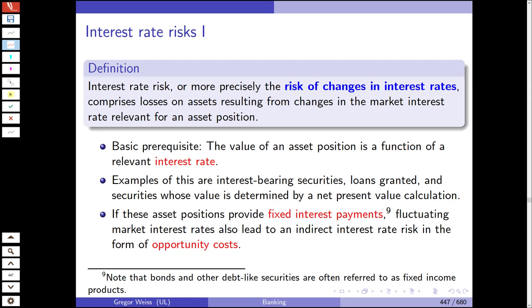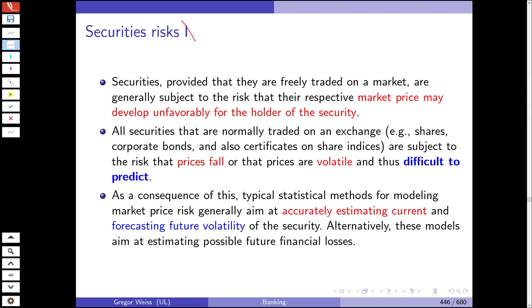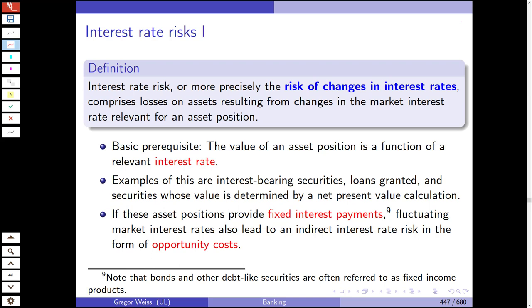Then next, we have interest rate risks. Interest rate risk is also very relevant to financial institutions and banks. It's the risk of changes in interest rates and resulting from these changes are changes in the value of a given asset position. The basic prerequisite is that the value of an asset position is a function of a relevant interest rate. Simplest example are interest-bearing securities, for example, bonds, but also loans granted and sometimes securities whose value is determined by a net present value calculation.